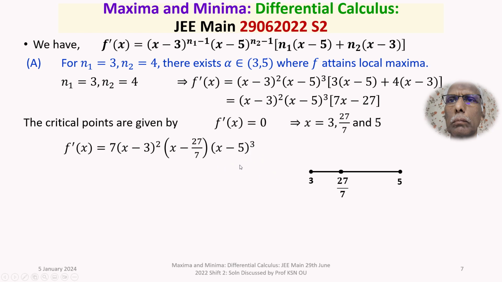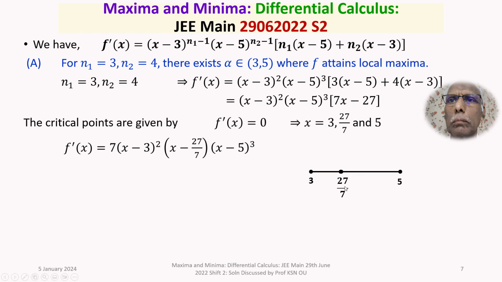Now we will talk about local maxima and minima. In the question it is given that f attains local maxima or minima at some point between 3 and 5. Therefore, we discuss the behavior of f prime x in the intervals 27 by 7 to 5 and 3 to 27 by 7 only. That is sufficient for us.